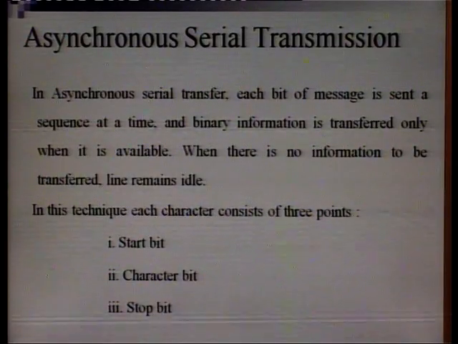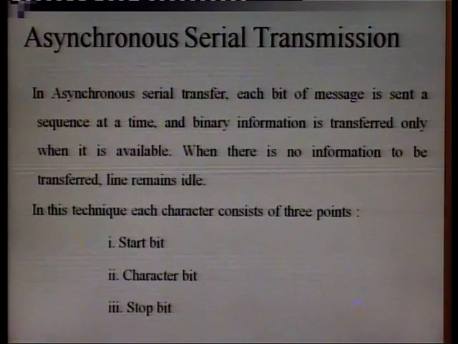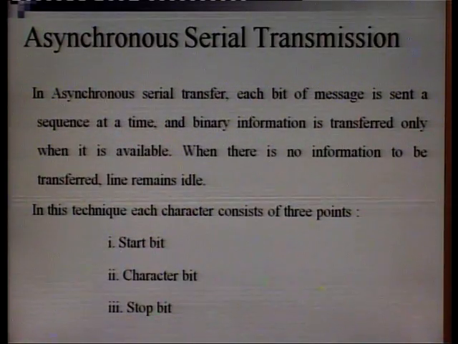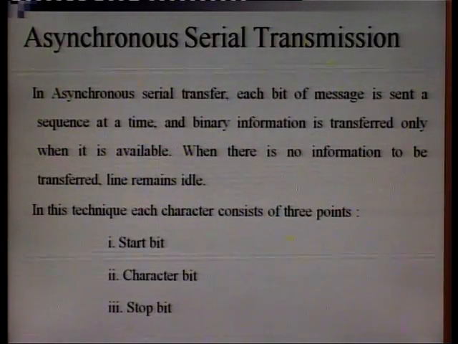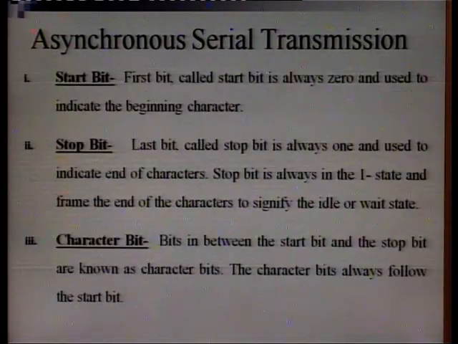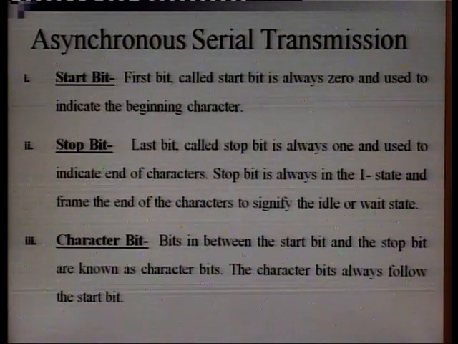In asynchronous serial transmission, each bit of the message is sent in sequence, one at a time, and binary information is transferred only when it is available. When there is no information to be transmitted, the line remains idle. In this technique, each character consists of 3 parts. One is the start bit, second is the character bits, third is the stop bit. So the start bit is the first bit, which is always 0 and is used to indicate the beginning of the character.